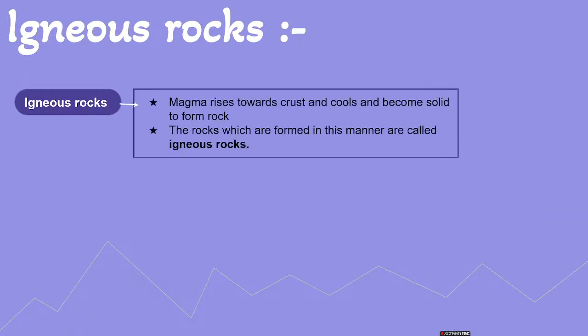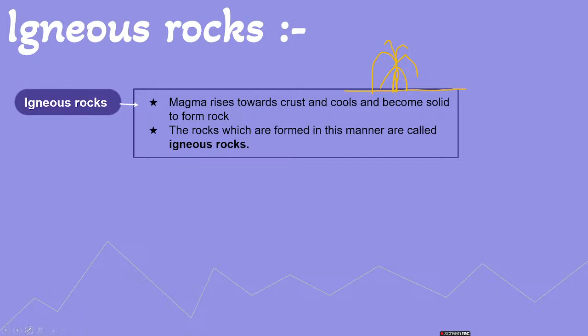What are igneous rocks? They form when magma is rising towards the crust. You know what magma is, right? It is nothing but lava. The fluid inside a volcano, assume this as a volcano, is called magma. When it is coming out, it is known as lava. Then it is going to cool down on the earth's crust.